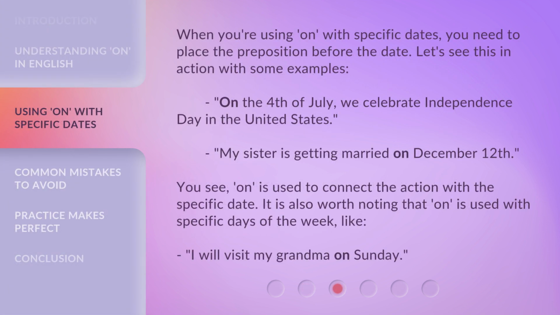When you're using "on" with specific dates, you need to place the preposition before the date. Let's see this in action with some examples. "On the 4th of July, we celebrate Independence Day in the United States." "My sister is getting married on December 12th." You see, "on" is used to connect the action with the specific date. It is also worth noting that "on" is used with specific days of the week, like, "I will visit my grandma on Sunday."